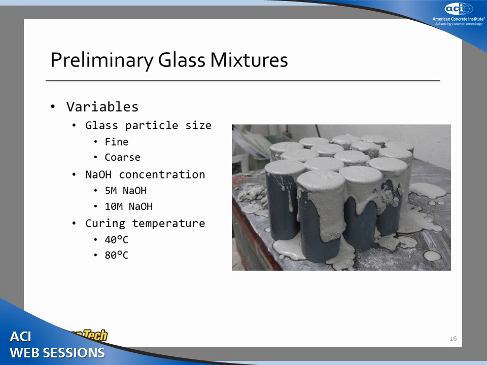So I used some of it to make some mortars. This was just some preliminary work I did looking at particle size. The fine glass had a 3 to 4 micron median size, and the coarse, I believe, was around 45 microns. And then I looked at a 5 molar and a 10 molar sodium hydroxide, and then cured them for 24 hours at 40 or 80 degrees.